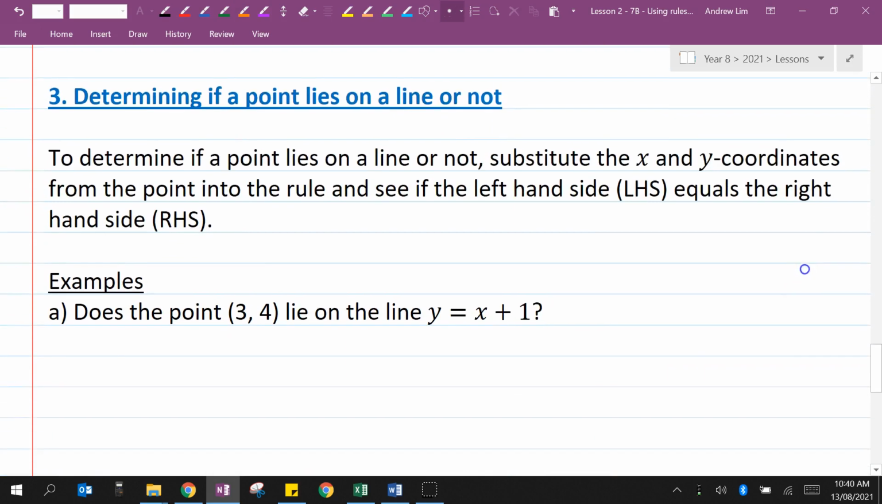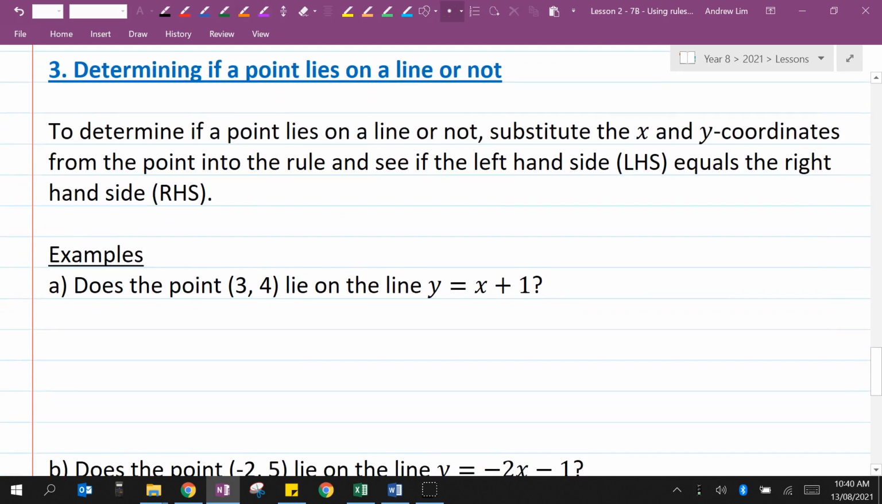Okay, let's have a look at the last part of this lesson, which is determining if a point lies on a line or not. To determine if a point lies on a line or not, what we need to do is substitute the x and y coordinates from the point into the rule and see if the left-hand side, LHS, equals the right-hand side, or RHS.